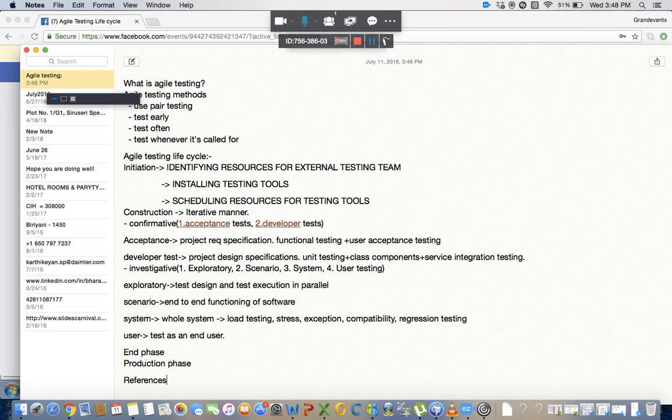A few of the references I could mention are Wikipedia, Software Development is Fun, and the Scrum Alliance community. So these are some of the references you might need when required.